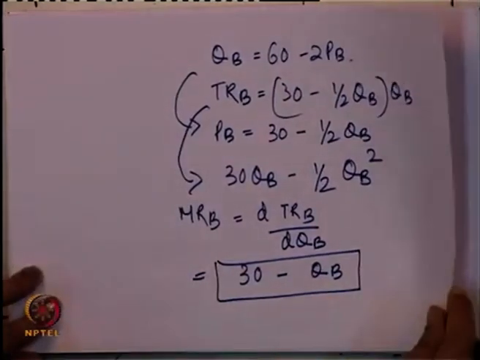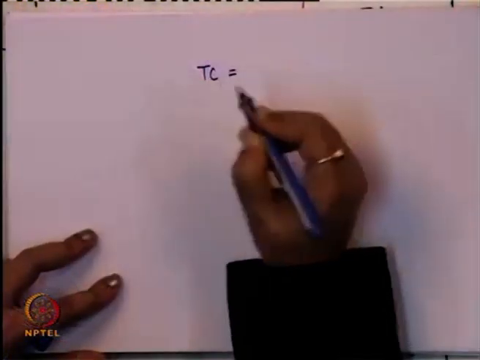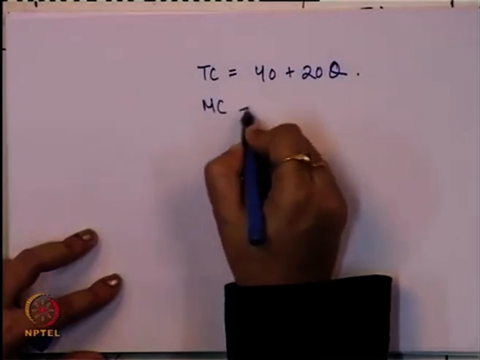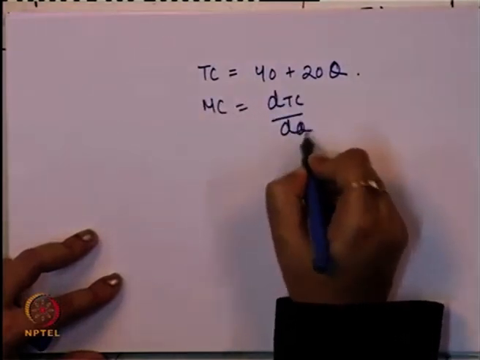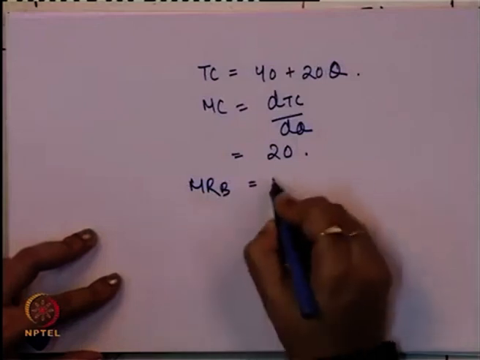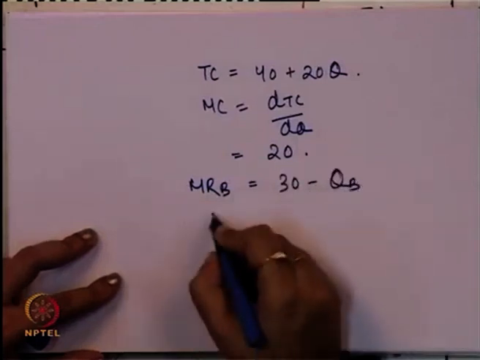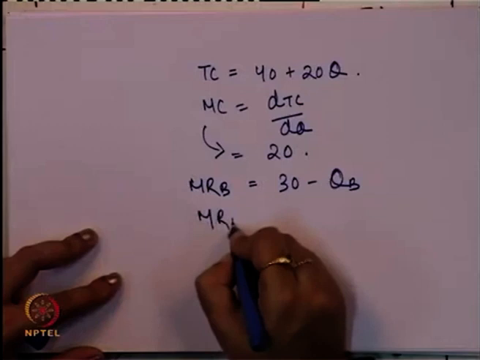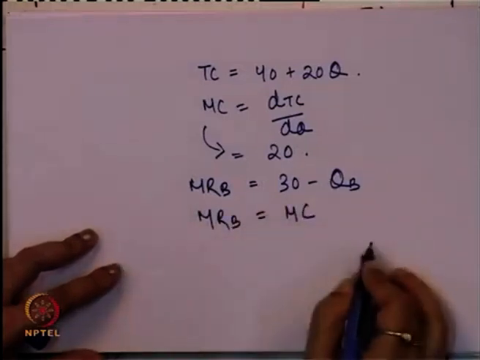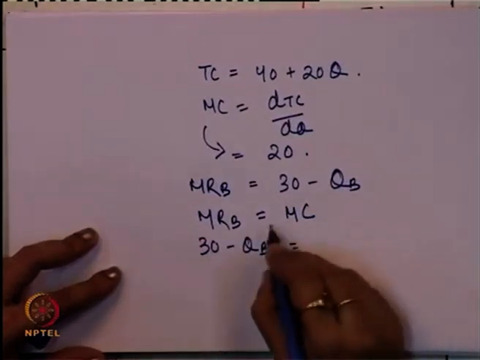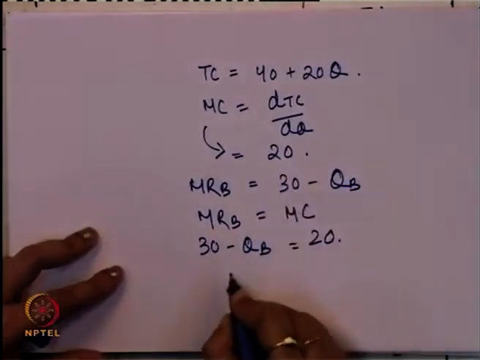Now, what is our total cost? So, total cost is equal to 40 plus 20Q and marginal cost is dTC with respect to Q. So, that comes to 20. So, we have marginal revenue of B, that is 30 minus QB, and MC is equal to 20. To find out the price, we need to equalize the marginal revenue with marginal cost. So, 30 minus QB is equal to 20, and QB is equal to 10.